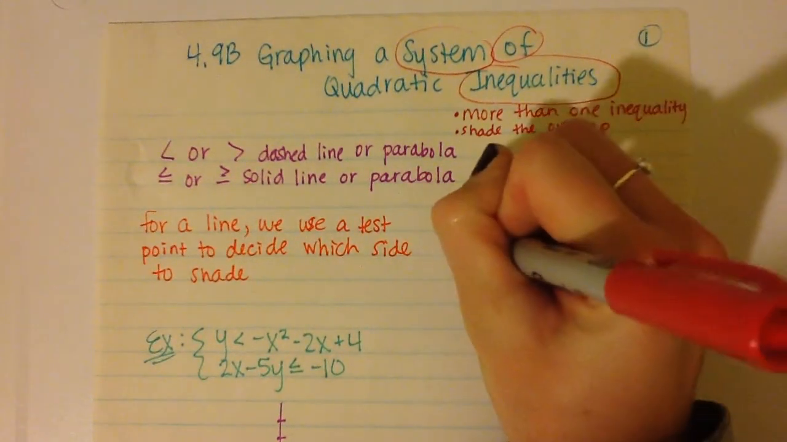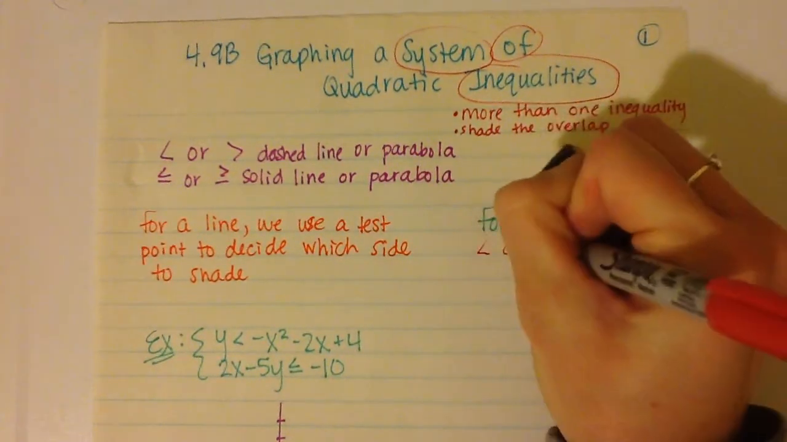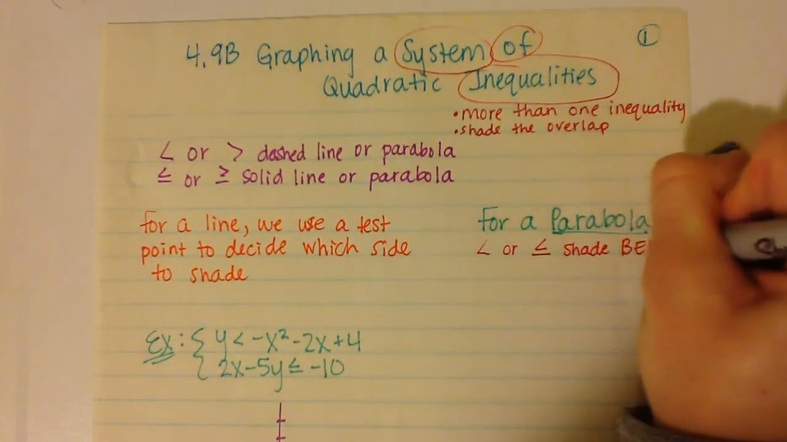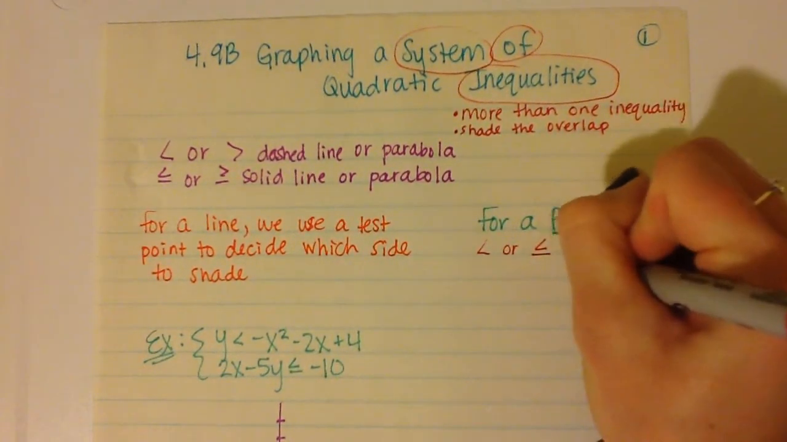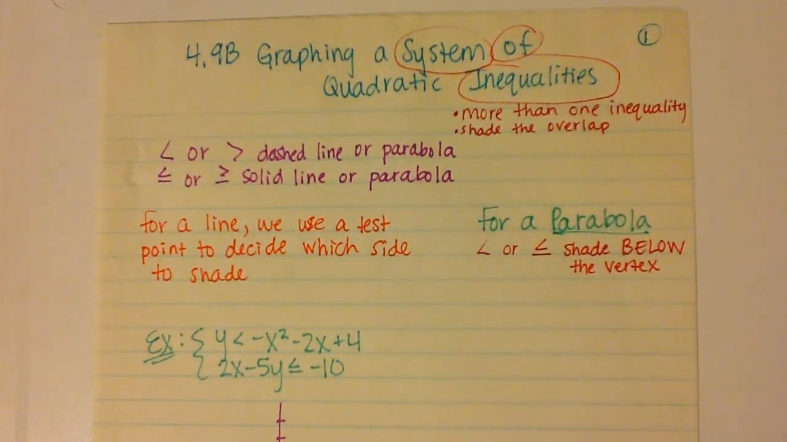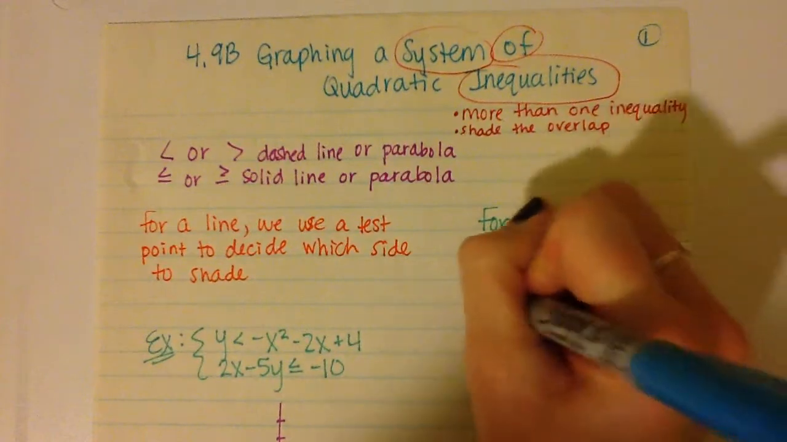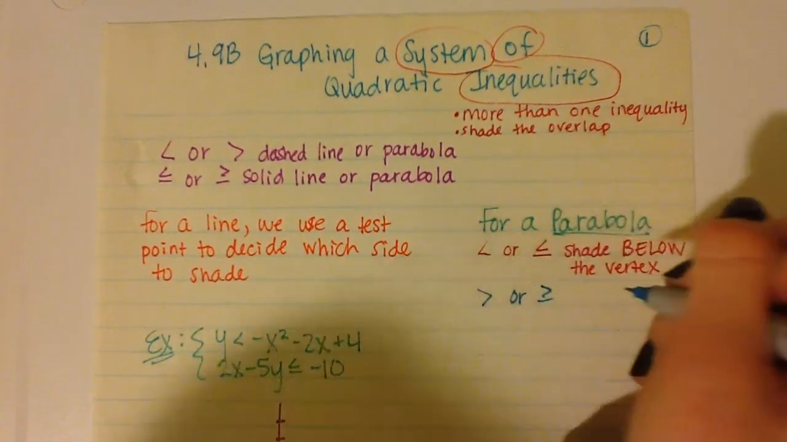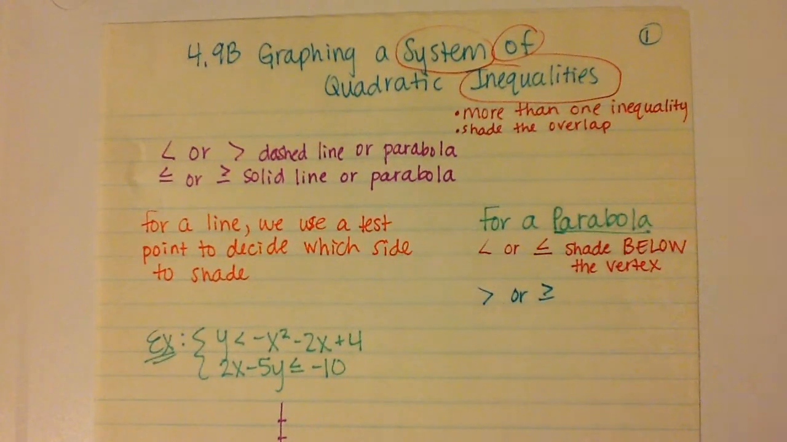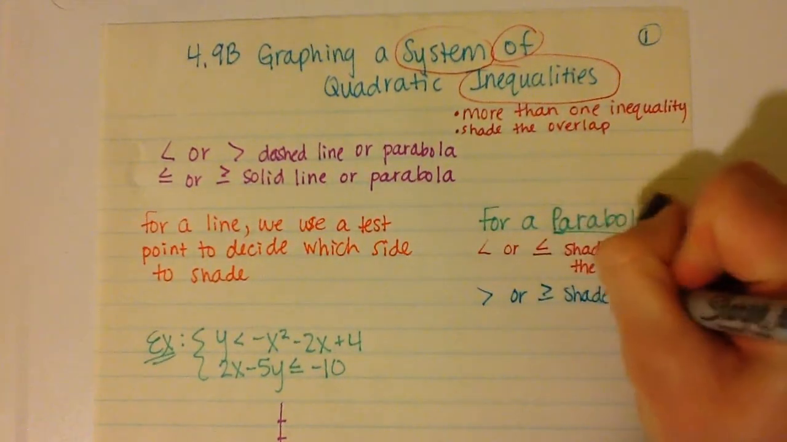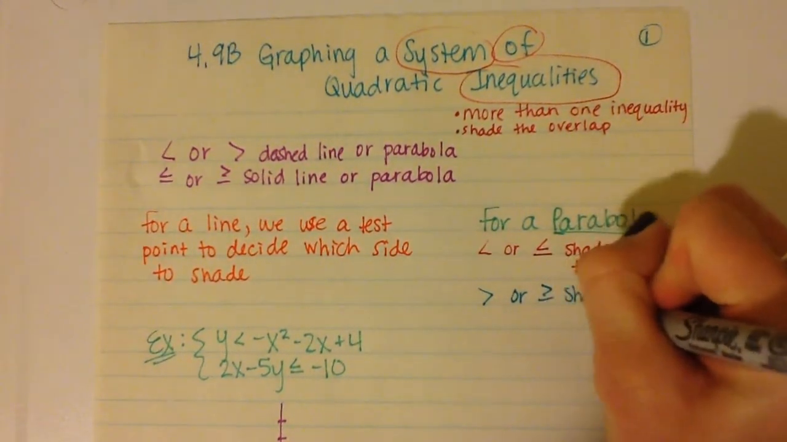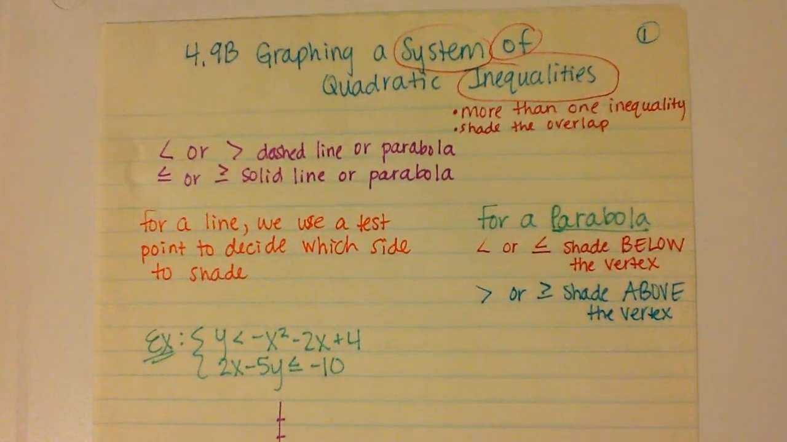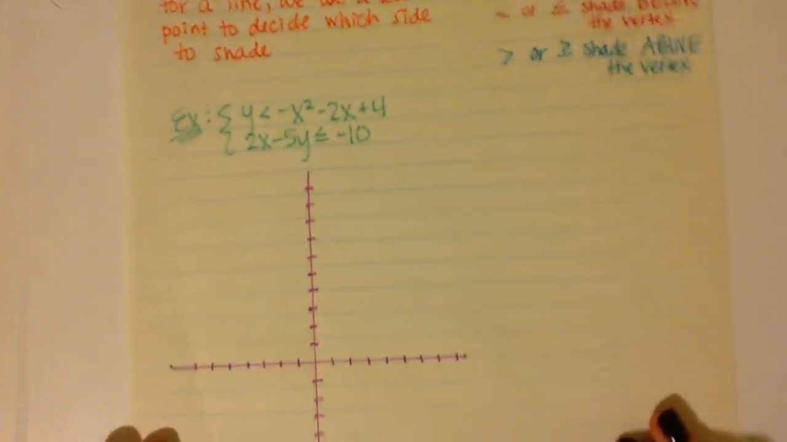if we have less than or less than or equal to, we're going to shade below the vertex. And if we have a greater than or greater than or equal to, we're going to shade above the vertex. So we have one example, so let's work through this together.